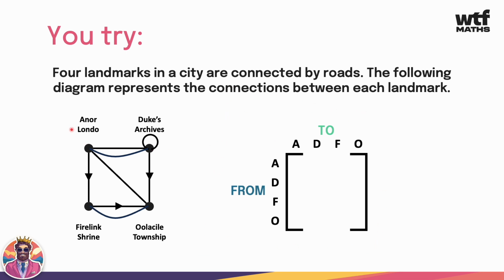Please note, I chose letters and names that weren't necessarily in alphabetical order, but I really suggest you put them in alphabetical order in your matrix. It makes it much easier to keep track of what's going on. So we've got ADFO, ADFO. Could you please try to work out the one-step route matrix for this problem here?